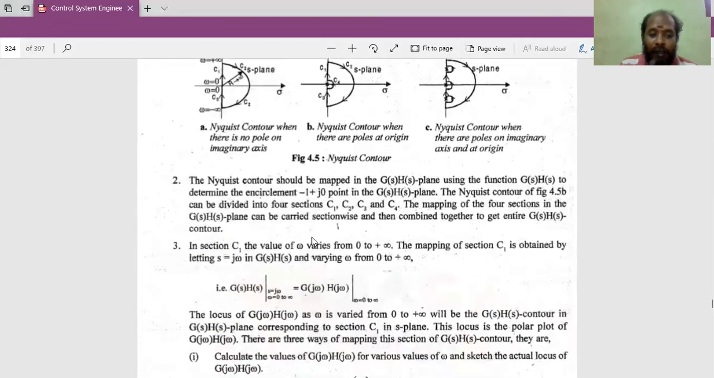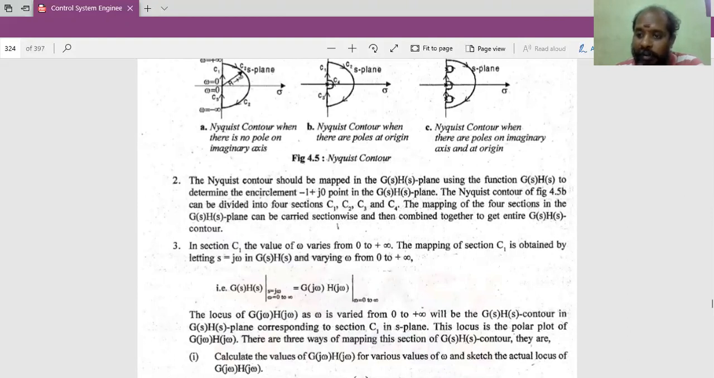You can see in session C1, the value of omega varies from 0 to infinity. You can see it here, omega is varying from 0 to infinity. The mapping of the session is obtained by letting S is equal to j omega and varying omega from 0 to infinity. Where have we seen this? We did the same in Bode plots, putting S is equal to j omega and varying from 0 to infinity. We will do the same thing in polar.